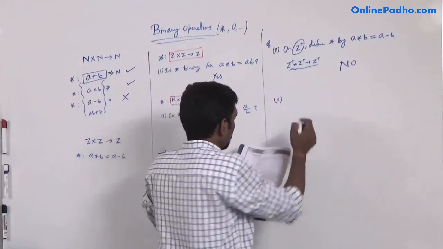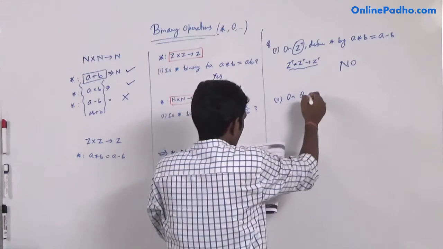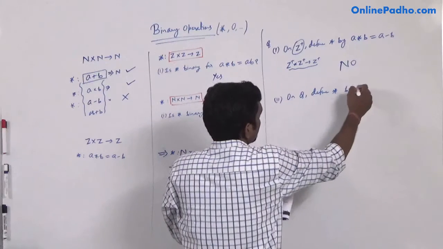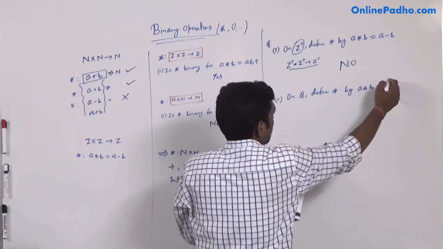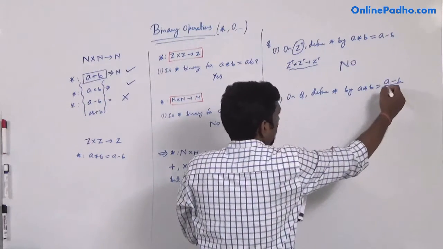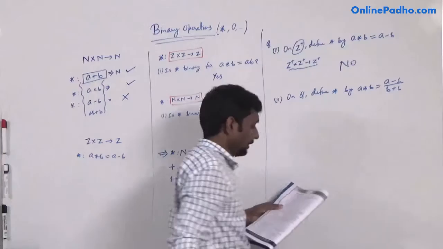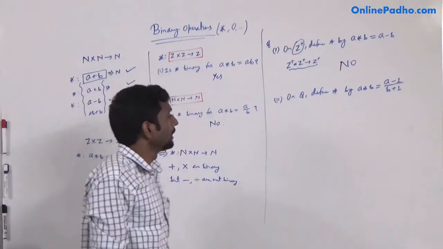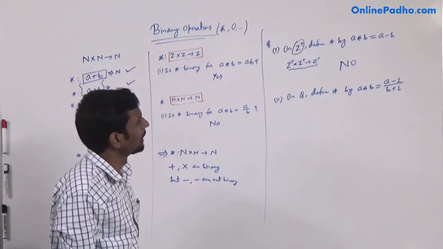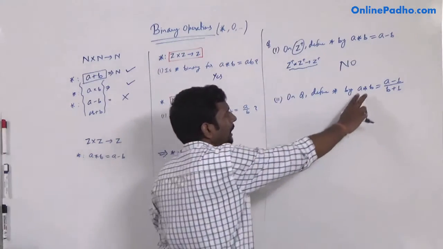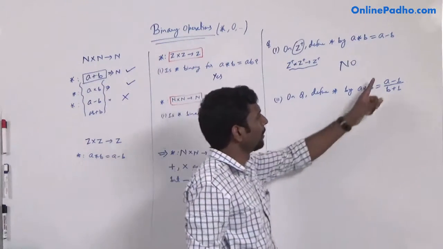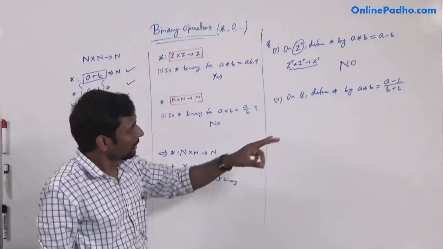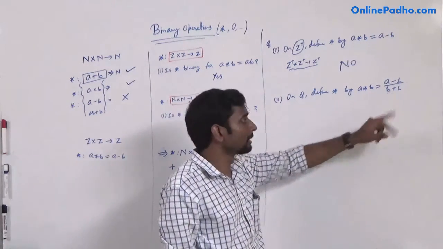But the question is, if on Q we define star by A star B equal to A minus 1 divided by B plus 1, is star binary? What do you mean by Q? Rational numbers. So we have to consider two rational numbers here. So a rational number minus 1 by a rational number plus 1 is a resultant rational number? Not sure.